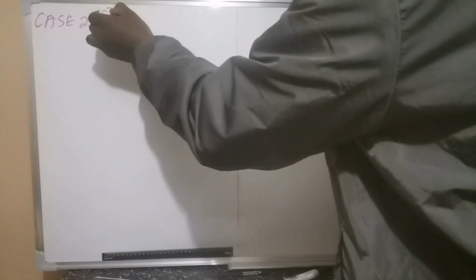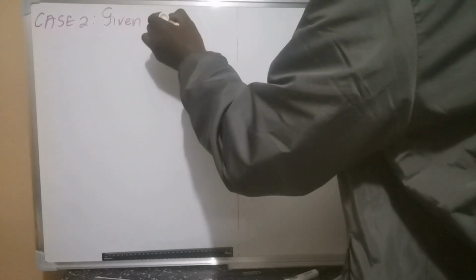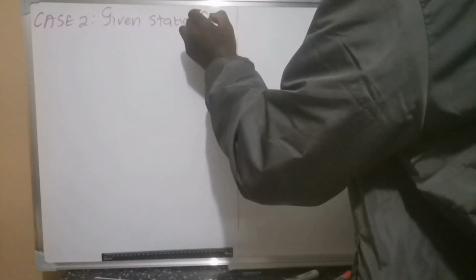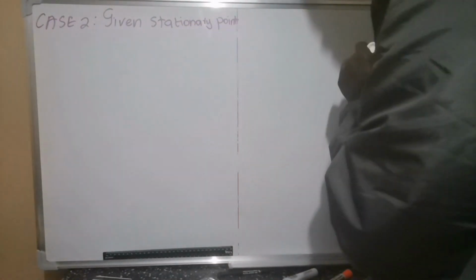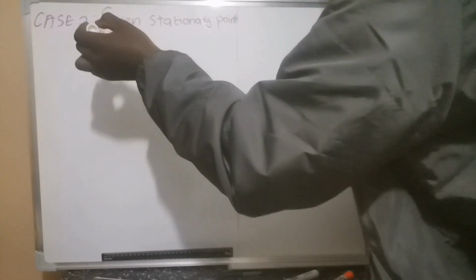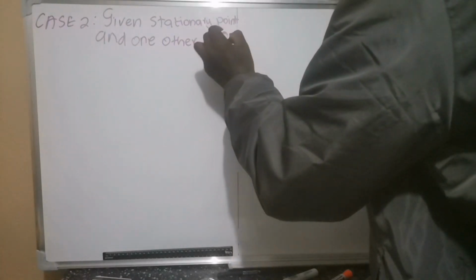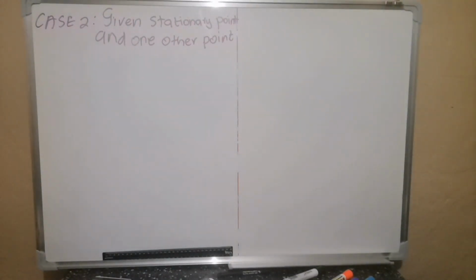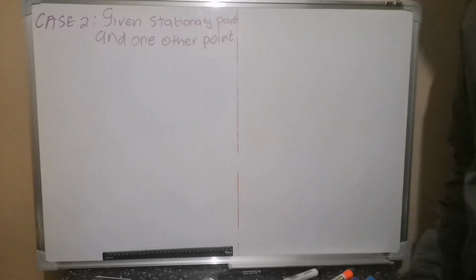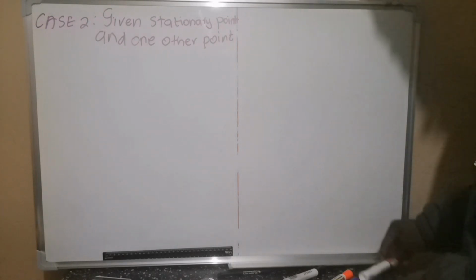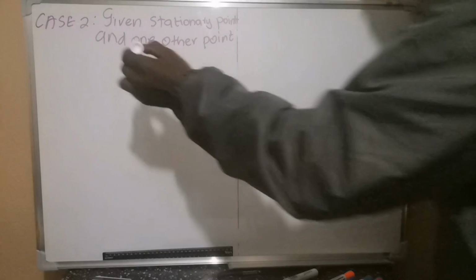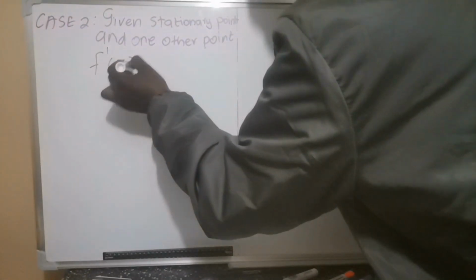Case 2, if you are given a stationary point and one other point on the graph. In this case we need to employ the knowledge that a stationary point is where the derivative of f at x is equal to 0.